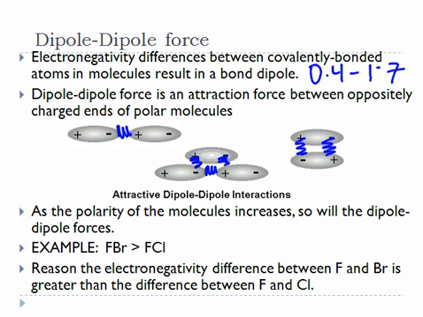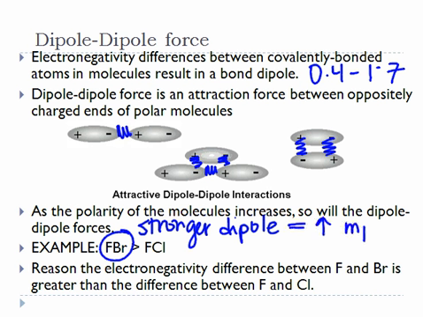If you look at fluorine and bromine compared to fluorine and chlorine, your fluorine and bromine bond will be more polar than the fluorine and chlorine bond. If you actually do your differences in electronegativity using the electronegativity values on the periodic table, you'll see that the difference between F and Br is greater than the difference between F and Cl. So if I were to compare these two compounds, the FBr has a stronger dipole because it has a bigger difference in electronegativity. And if it has a stronger dipole, that means it's got a much higher melting point, MP, or boiling point, BP.